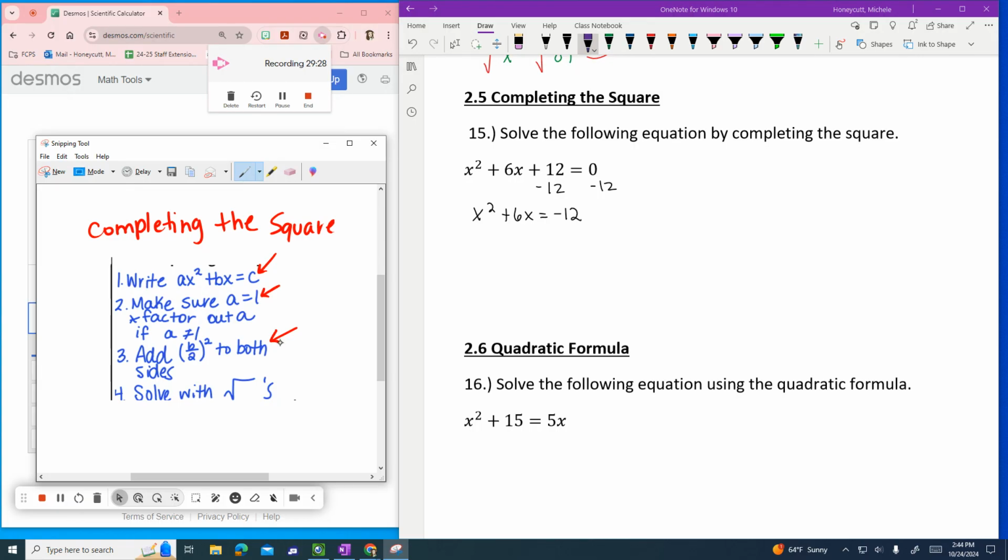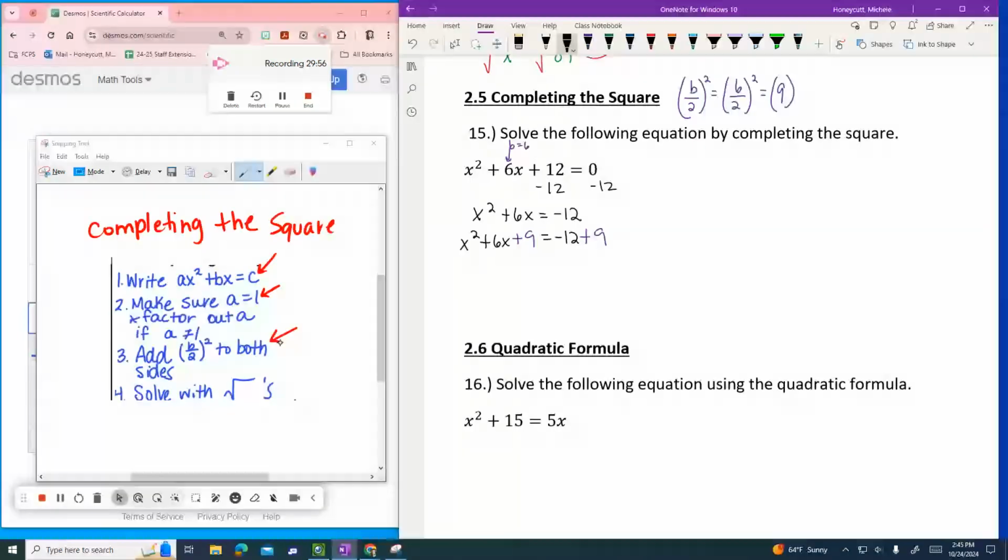Then I'm going to add (b divided by 2) squared to both sides. If I look at this, I know that my b is 6. So I'll take b divided by 2 and square it, which is (6 divided by 2) squared. That would be 3 squared, which is 9. So I'm going to add 9 to both sides. x squared plus 6x plus 9 equals negative 12 plus 9.